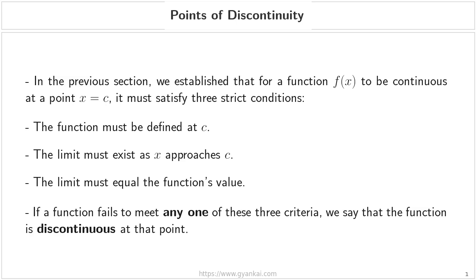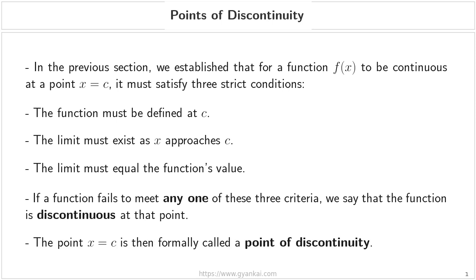Now, the core of today's lesson is this. If a function fails to meet any one of these three criteria, we say that the function is discontinuous at that point. When this happens, the point x equals c is formally referred to as a point of discontinuity. In the upcoming slides, we will dive deeper into the specific causes of these discontinuities and look at some practical examples to help you identify them.